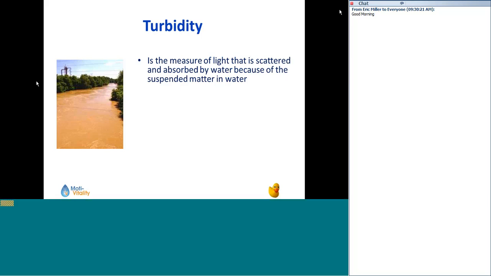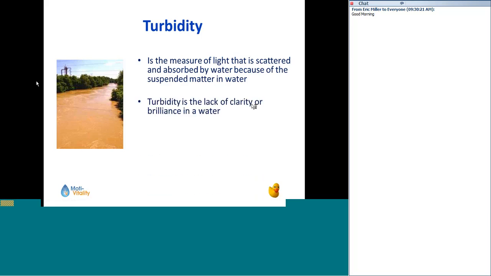Turbidity is the measure of light that is scattered and absorbed by water because of the suspended matter in the water. So turbidity itself is not actually the mud and the debris and sediment and all that stuff in the water. In fact, water could be clear. It could have no debris or sediment in it at all and still be really turbid water. Turbidity is the measure of light that's absorbed by the water. Turbidity is the lack of clarity or the brilliance in the water.